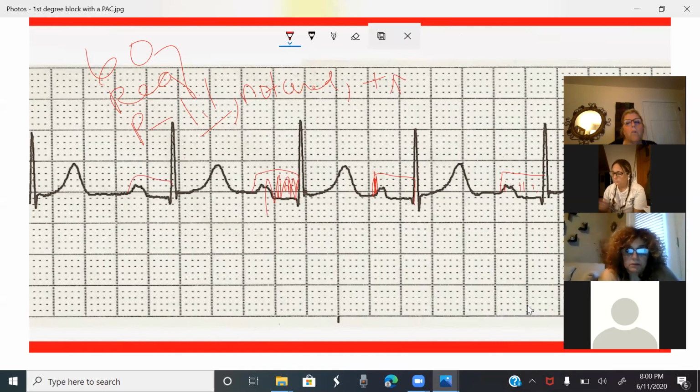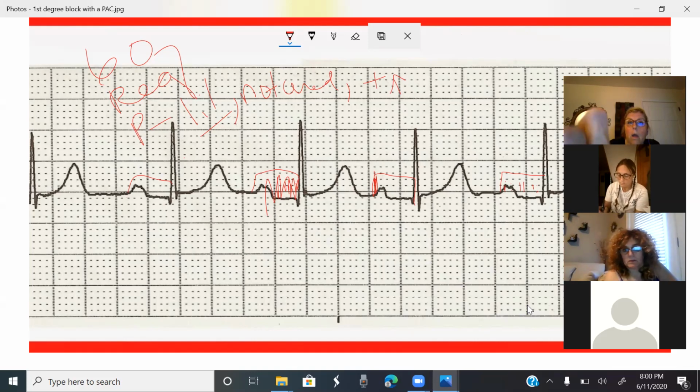What is the PR interval? It's the beginning of the P wave to the beginning of the QRS, right? Isn't that what an interval is? A beginning of a wave to the beginning of the next one? So our PR interval is how many blocks are there in between?